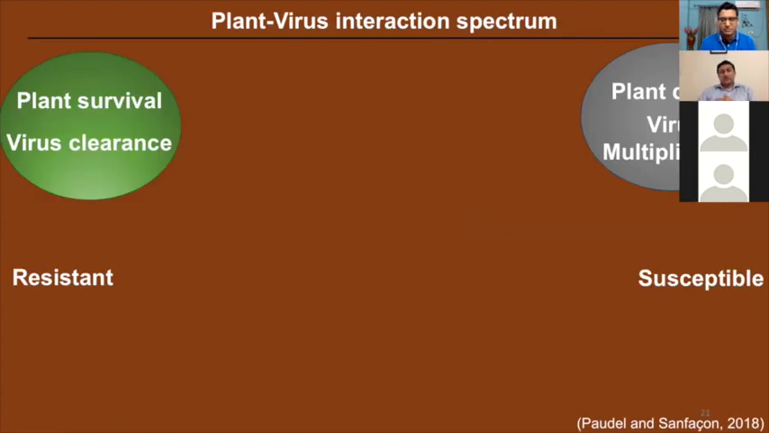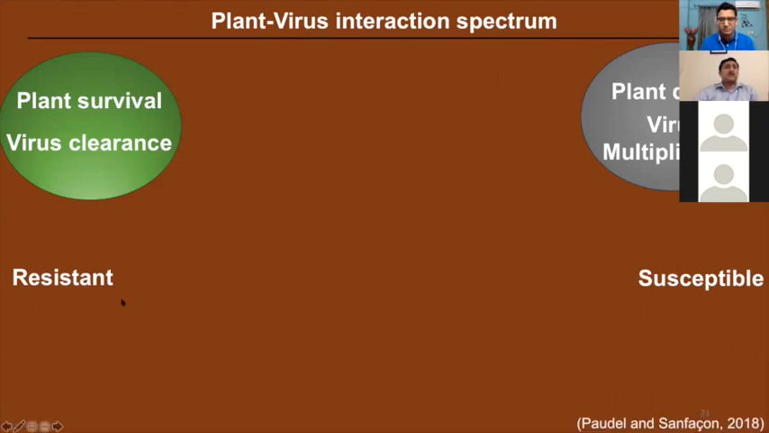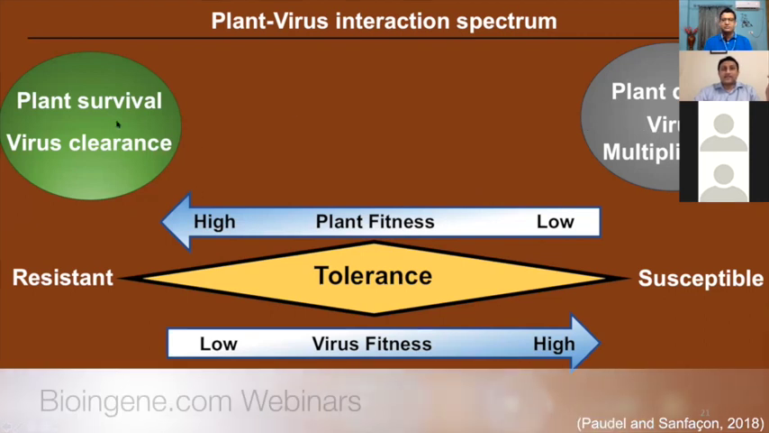So far, what I have talked about are the outcomes. On one extreme, you have a case where the plant survives and the virus is cleared, so you're getting resistance. On the other end, the plant dies and the virus multiplies, and this is called susceptible. But there are more; these are just the two extremes. More and more examples are emerging where viruses and plants are found to be existing in between these two extremes. And this is called tolerance.